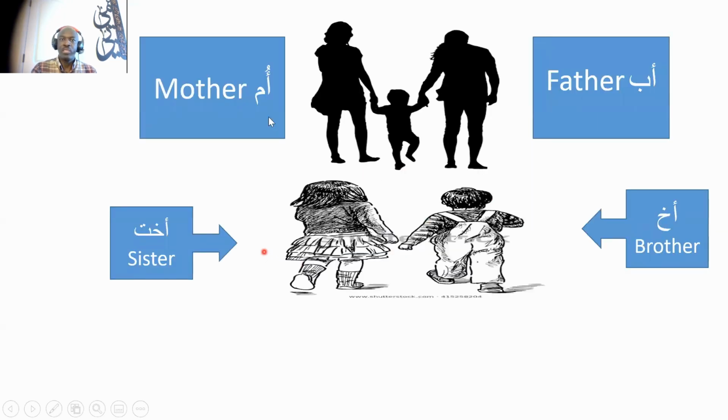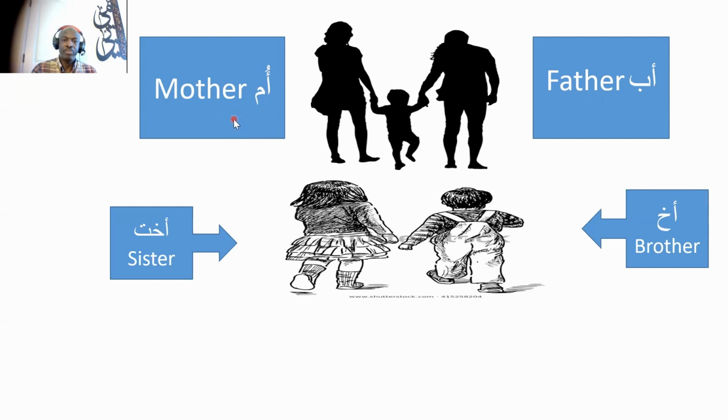So moving up here, we have Ab, Alif, Ba. That's Ab, and Ab is father. And moving to the left side, Alif, Mim, but Alif has a Dhamma. See the Dhamma is on the top. We say Um, mother or mom. So we have Ab, father or dad, and Um, mother or mom.